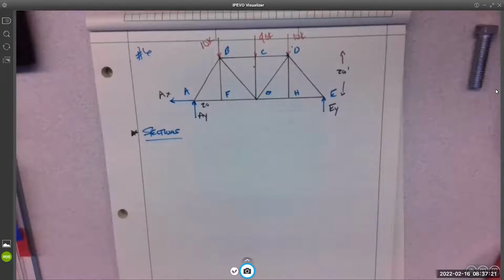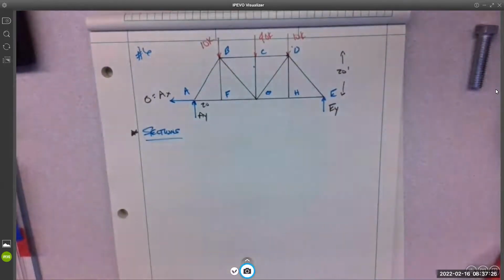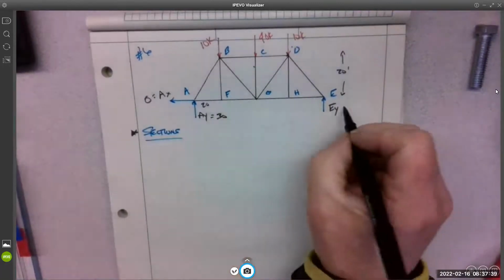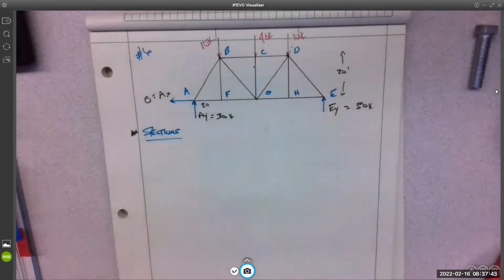But we have no forces in the X, so AX is equal to 0. And we have a symmetrical truss and symmetrical loading. So you can take the full load, which is 60, and send half each direction. Just don't make that assumption if there's any non-symmetrical loading or any non-symmetrical condition in the truss. You just can't do it.